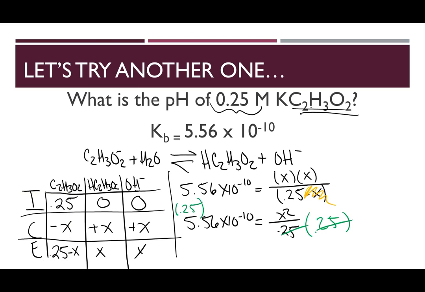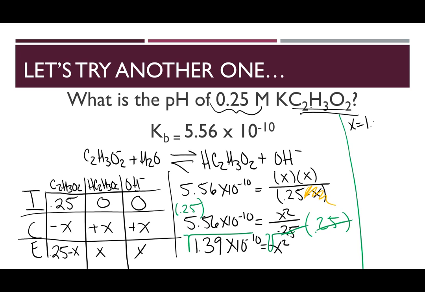So 5.56 times 10 to the negative 10 times 0.25 equals 1.39 times 10 to the negative 10. That's X squared. Then to get X by itself, we're going to take the square root. And we get X equals 1.18 times 10 to the negative 5th.